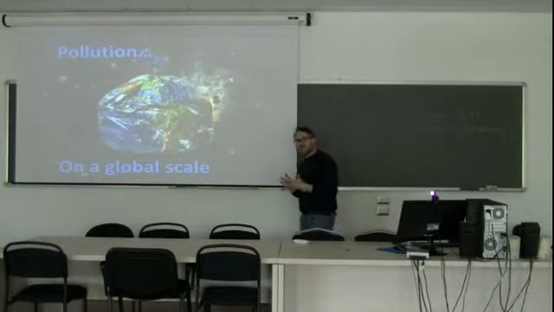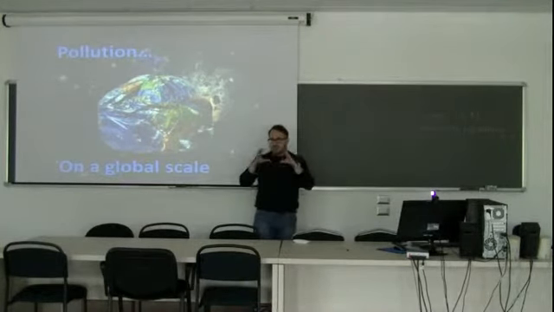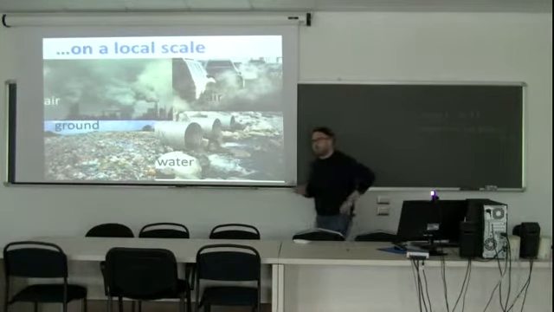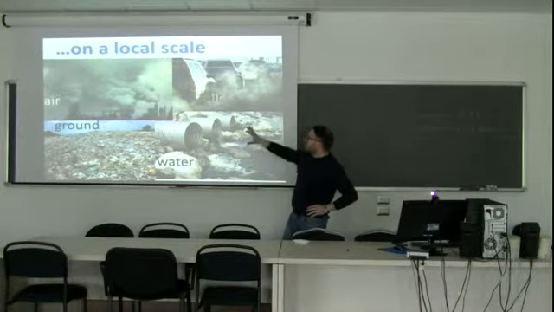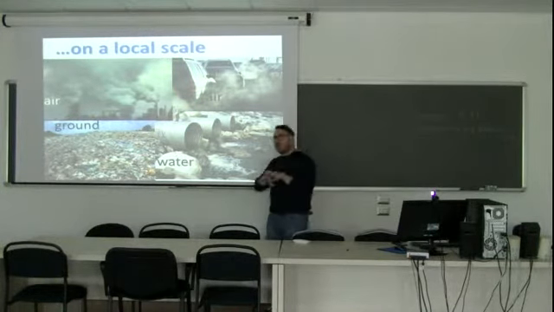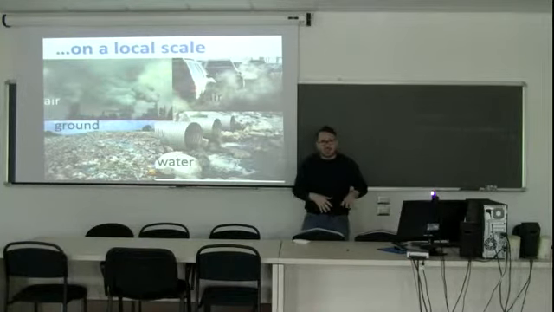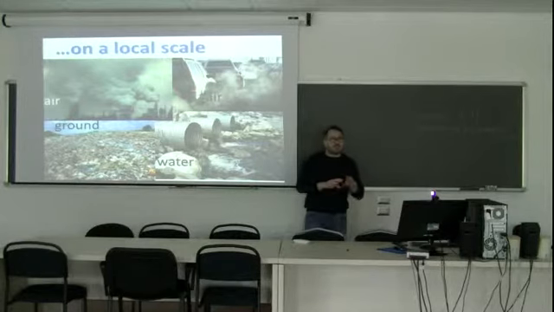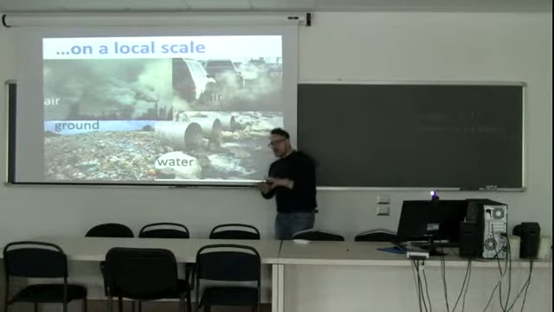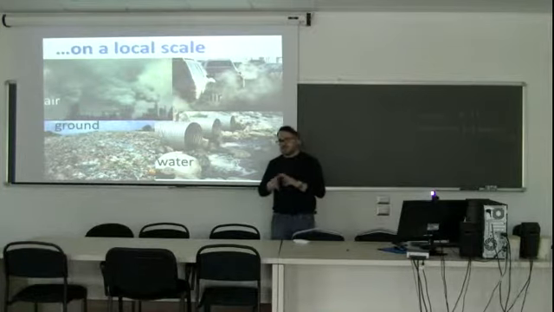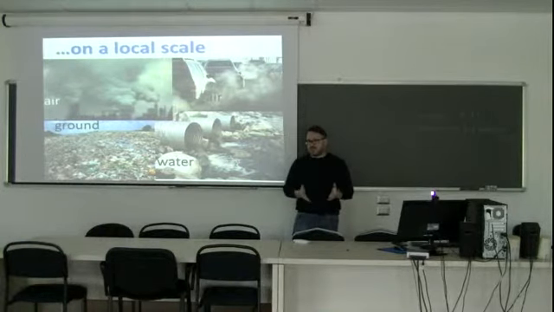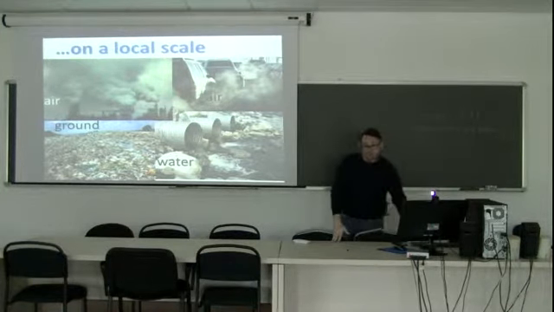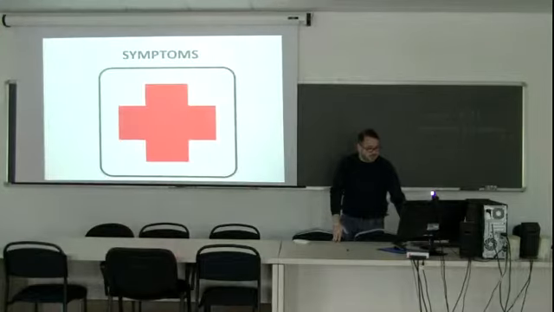Pollution. We have two kinds of pollution: on a global scale, affecting all the planet, or on a local scale. For example, the pollution of air, ground, water, the local matrix of our planet, of our cities, of our countries. Local pollution affects specific areas and is caused by human activities, for example factory activities or other industrialization activity carried out by people.